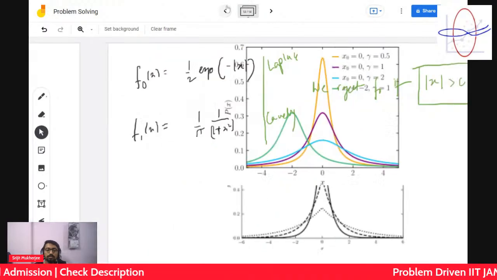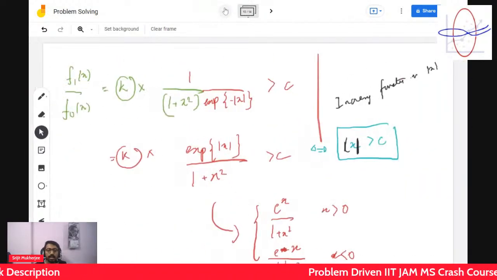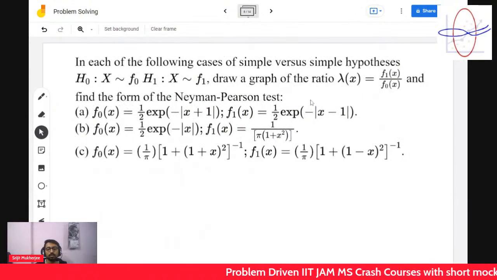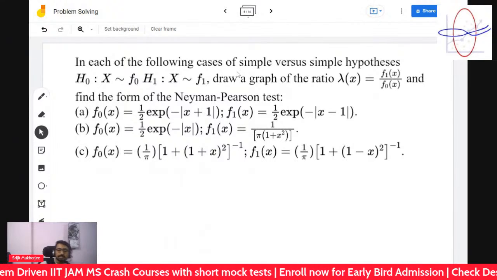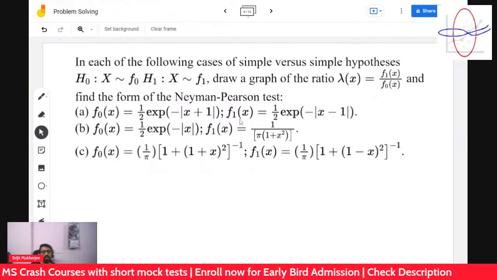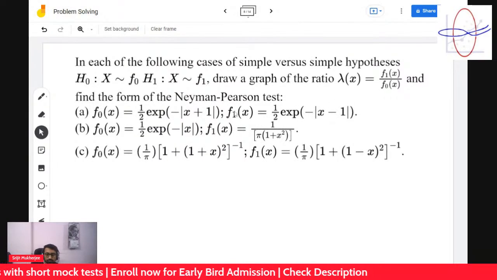Now your homework is to go back and think about when we reject it. It's very easy now. Can you just tell me without calculation when we reject this one and this one? When we reject f naught, can you tell me?